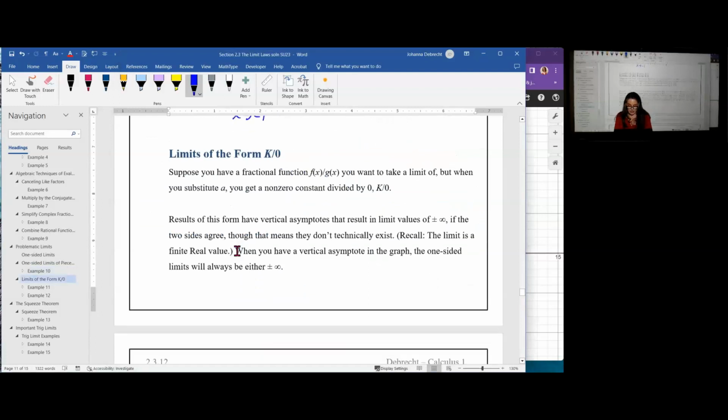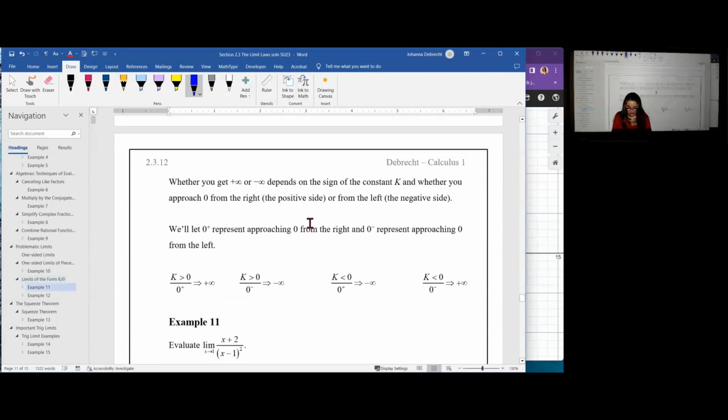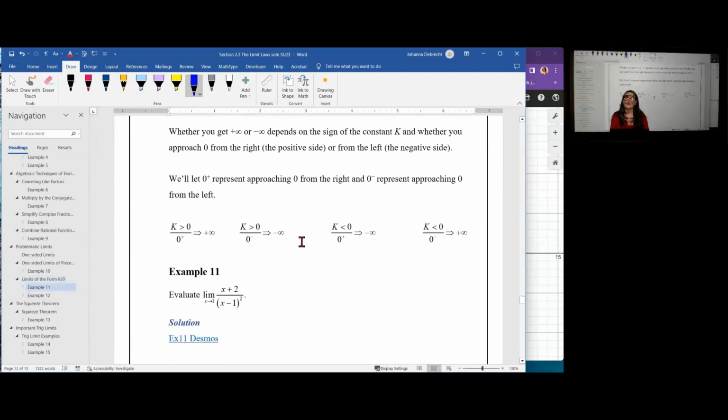Let's take a look at limits of the form some constant divided by 0. We've already seen this in one example today when we ended up with infinity minus infinity. So you know that when you have a constant value on top, and something approaching but not equal to 0 in the denominator, it must be approaching either positive infinity or negative infinity. Which one it approaches depends on the sign of the constant and which side of 0 it's approaching from.